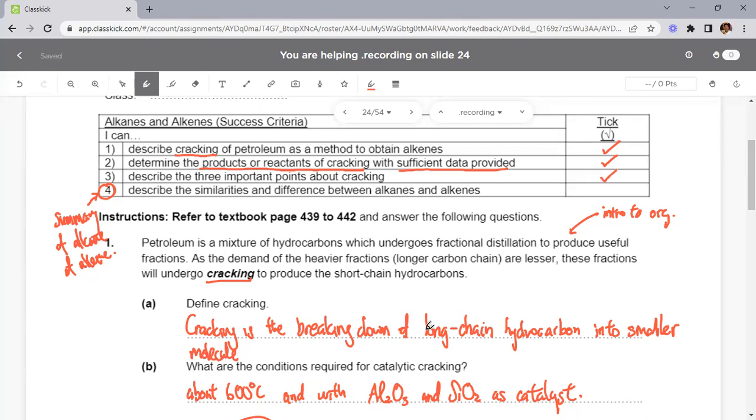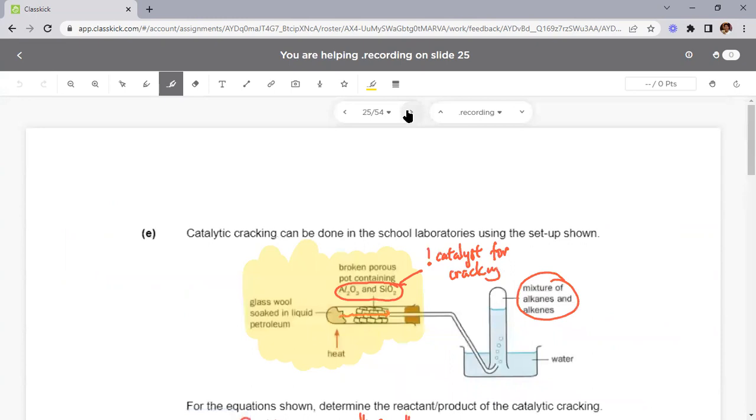Okay, for part 4, I need you to go back and do this on your own, to summarize and consolidate your learning on the differences and the similarities between your alkanes and your alkenes. So actually we are done. I say again, we are done with alkenes right now, after going through slides 24 and 25. So we're going to press on.